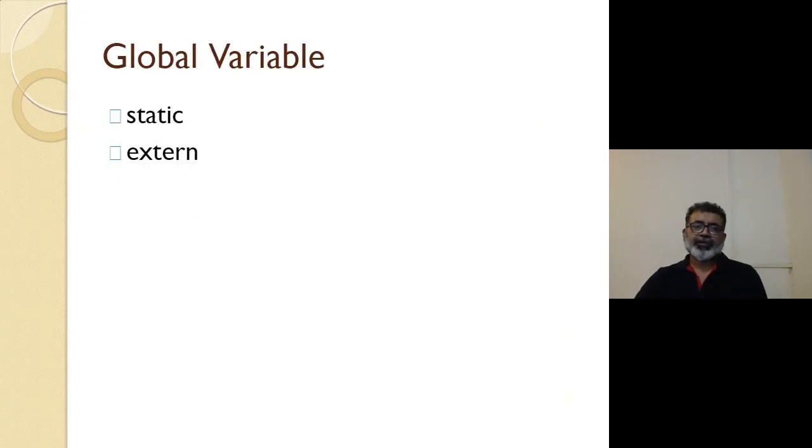And global variables, I told you, are variables which are declared outside the main function. There are two basically. For global variables, again two modifiers are there, static and external. What is that static and external? I will explain it to you.